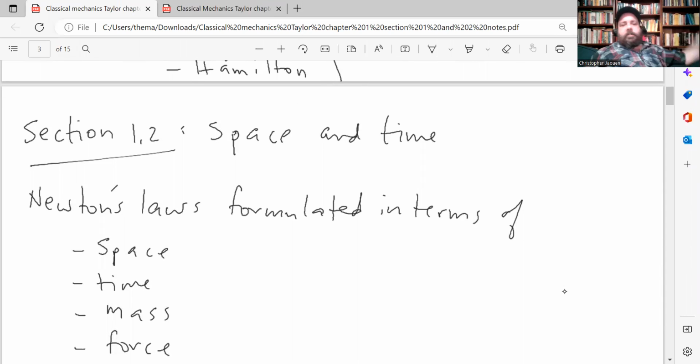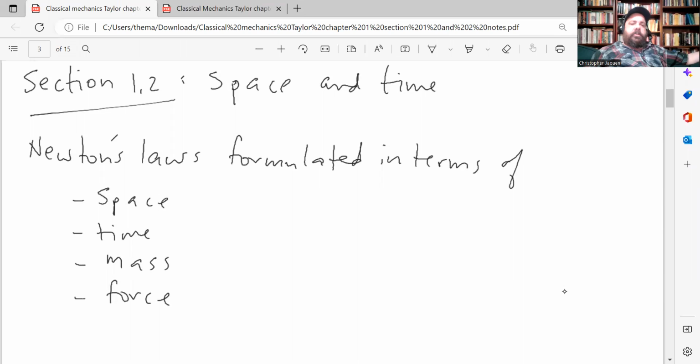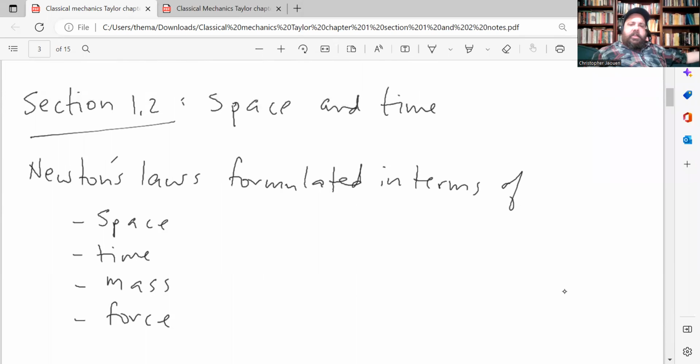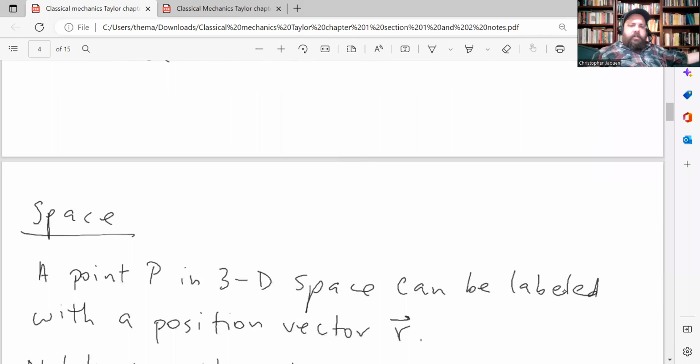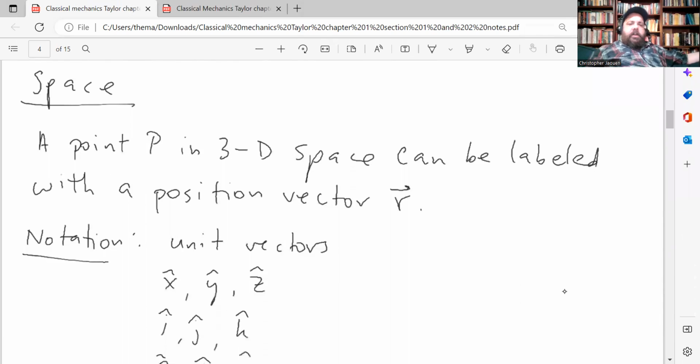Section 1.2 is on space and time. He says Newton's laws are formulated in terms of these four things: space, time, mass, and force. In this section, he doesn't talk about Newton's laws yet, but I think we'll do that in the next section or at some point soon, just not in section 1.2. In section 1.2, he says we'll focus on space and time, and then we'll do mass and force in another section. For space, a lot of this is going to be review for what we did already in Schifrin, but anyway, whatever.